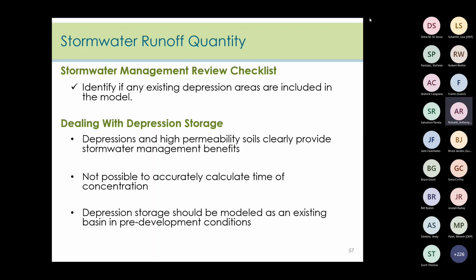So one situation that we often do not see correctly addressed is depression storage. The reviewer should identify if any depression storage areas exist on site and that they are included in the model. Depressions can provide stormwater management benefits and should be protected if possible. One problem that arises from ignoring depression storage in the pre-development condition is that it's not possible to accurately calculate time of concentration. The reviewer must make sure that the depression storage is being modeled as an existing basin in existing conditions.